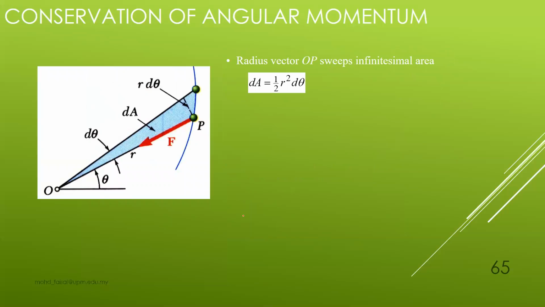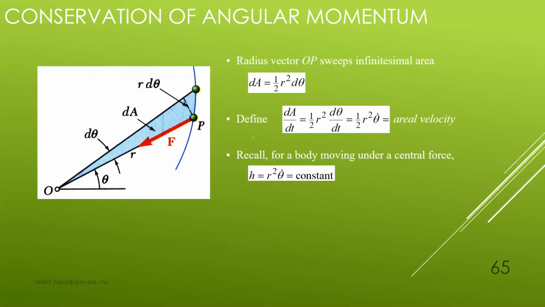Okay, the radius vector OP sweeps an infinitely small area, just this blue shaded region here. We assume it is very small. dA is the area of this pie, which is equal to half r square d theta. And we can define it, we take the dA dt of it.